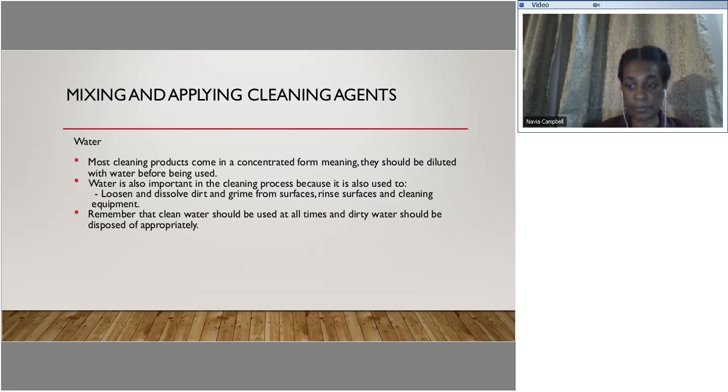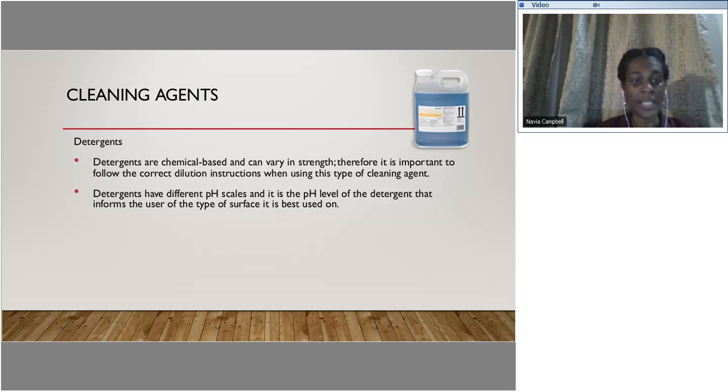Detergents. Detergents are chemical-based and can vary in strength. Therefore, it is important to follow the correct dilution instructions when using this type of cleaning agent. Detergents have different pH scales, and it is the pH level of the detergent that informs the user of the type of surface it is to be used on.